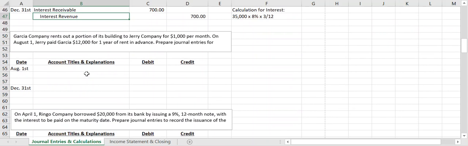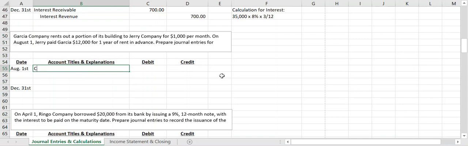In review exercise 3.5, it tells us that our company rents out a portion of its building to Jerry Company for $1,000 per month. On August 1st, Jerry paid Garcia $12,000 for 1 year of rent in advance, and they want us to prepare our journal entries.